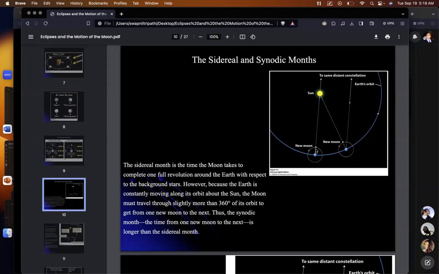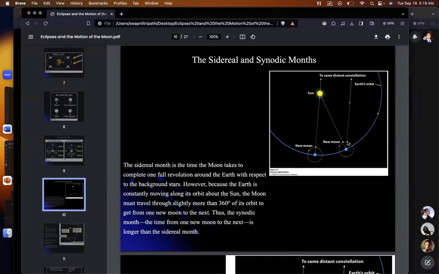we start from the new moon, when the moon is approximately in a straight line with the sun and the Earth. And then as the Earth is moving, the moon is circling around. And when it comes back to this direction, to the parallel line, then it has completed its 360-degree rotation. And that is the actual 360-degree rotation that we call sidereal month.